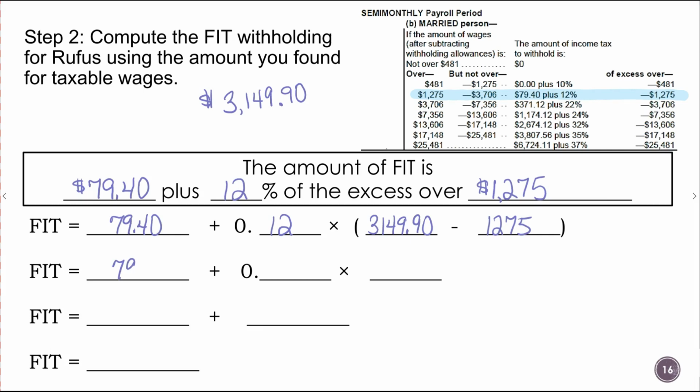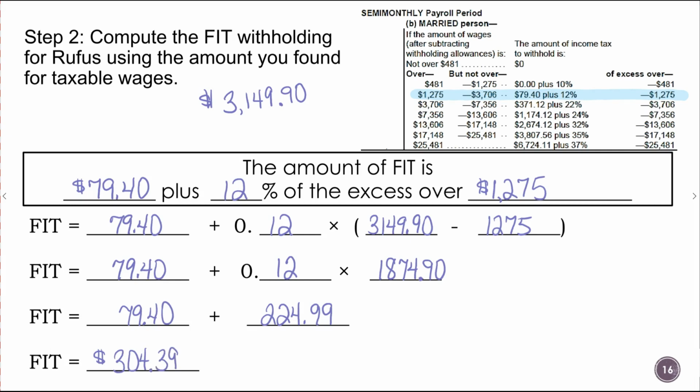So we just keep working our way down the chart. I deliberately set it up this way to help you guys understand this process because it is quite a process. We're multiplying the 12% times 1874.90. That's what I got from subtracting the $1,275 from the taxable wages, and so that was $224.99 when we calculate that, and this is 79.40, and then we add those together, and that is 304.39.